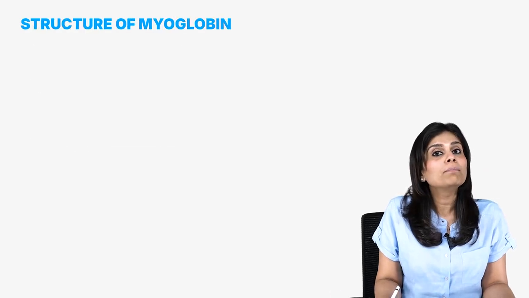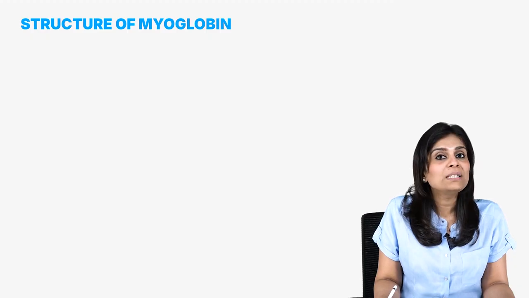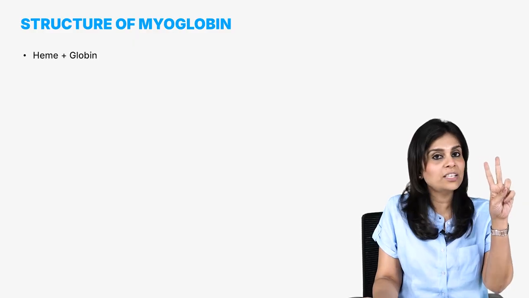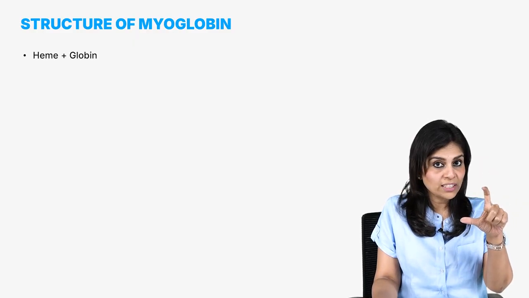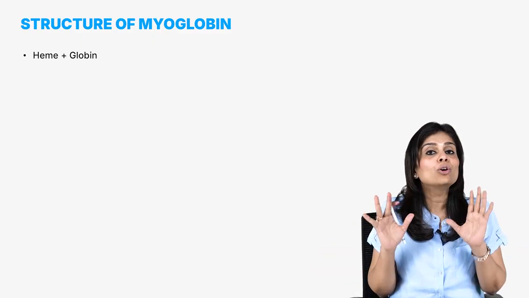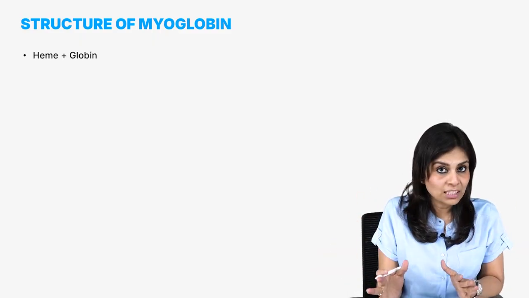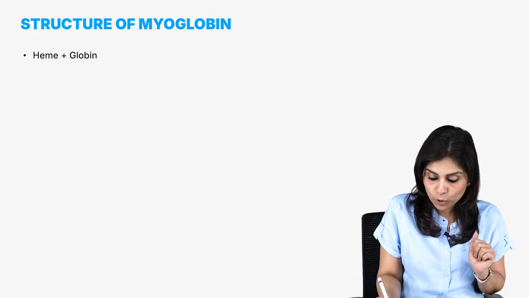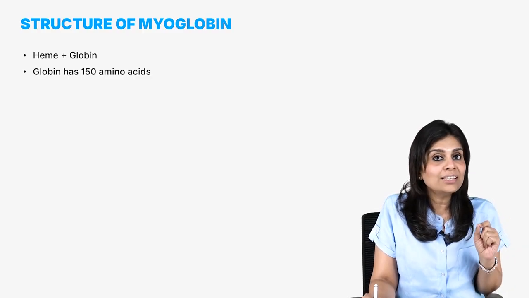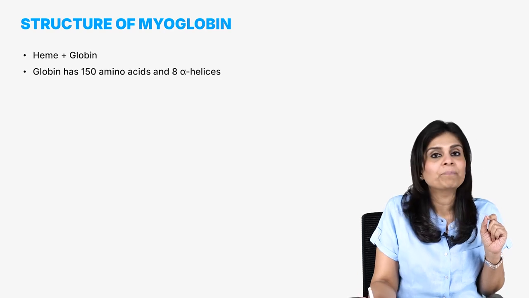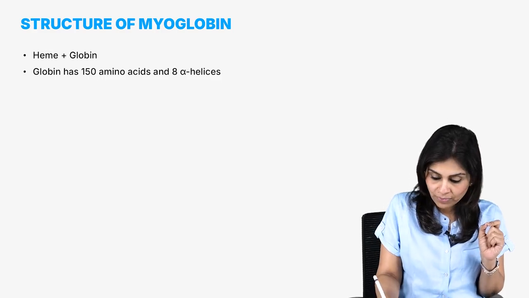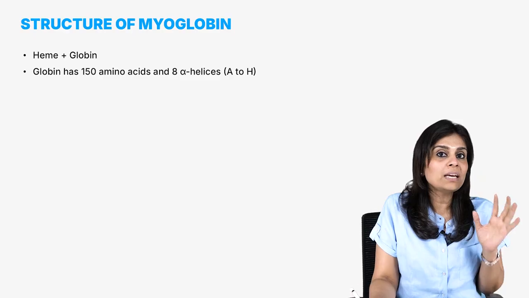I hope you all know that myoglobin is a monomer, which means it has only one heme in the center surrounded by only one globin chain. And if you look at the globin chain, be it a globin chain of myoglobin or of hemoglobin, globin chains are polypeptide chains which have 150 amino acids. Okay, and these 150 amino acids are arranged in 8 alpha helices. And those alpha helices are named from A till H.